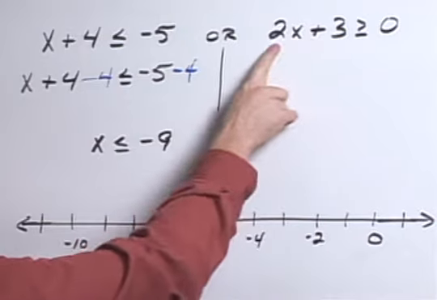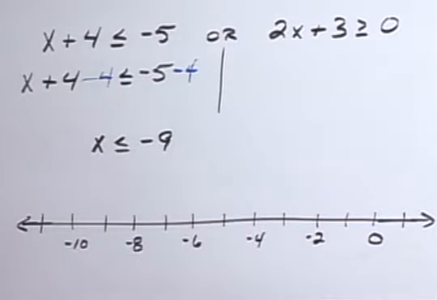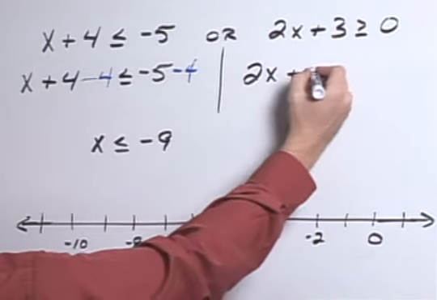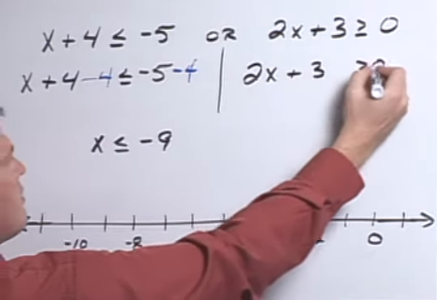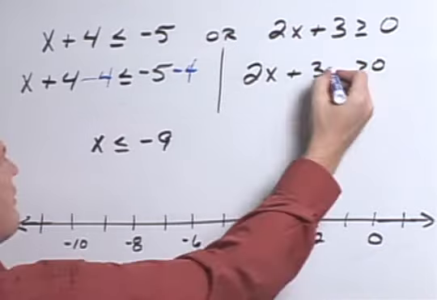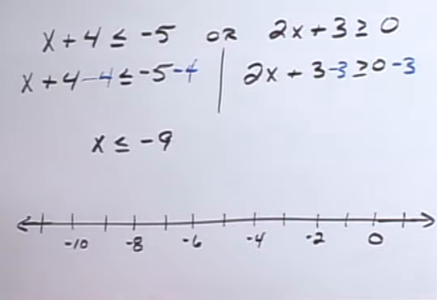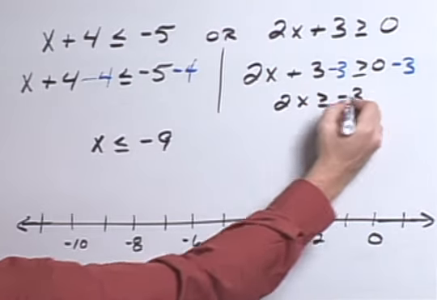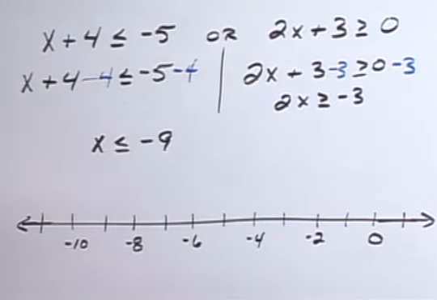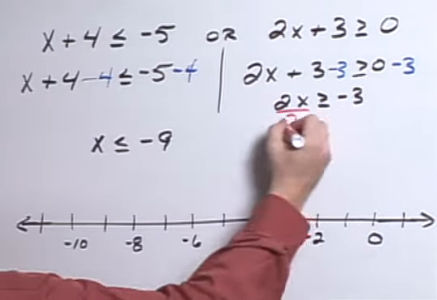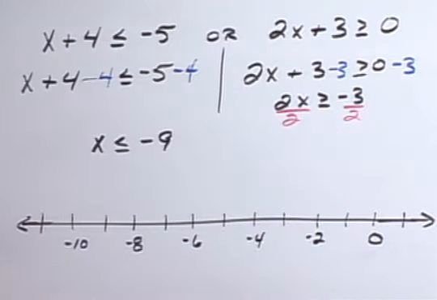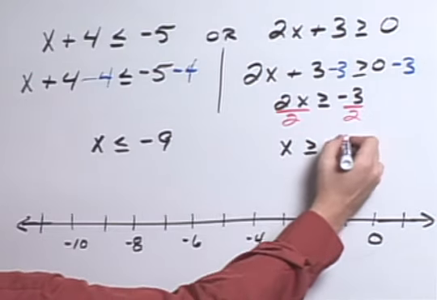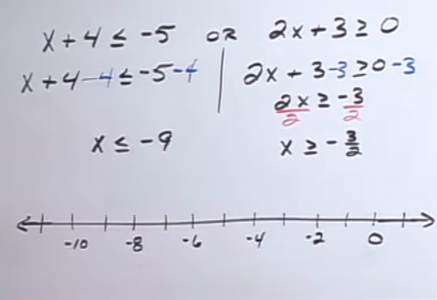Here on the right, we have to get rid of the 2 and the 3. Since we want to get rid of the 3 first, the opposite of adding 3 to both sides would be to subtract 3. So 2x would be greater than or equal to negative 3. Next, we want to get rid of the 2, so I can divide both sides by 2, and I get x is greater than or equal to negative 3 halves.